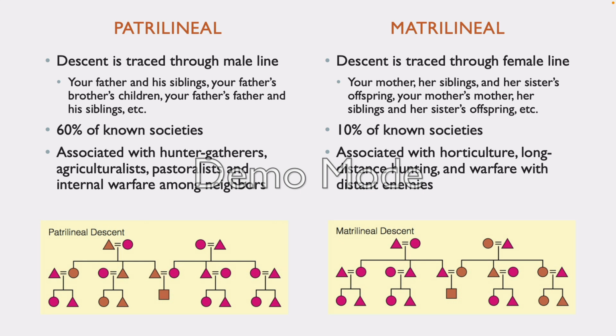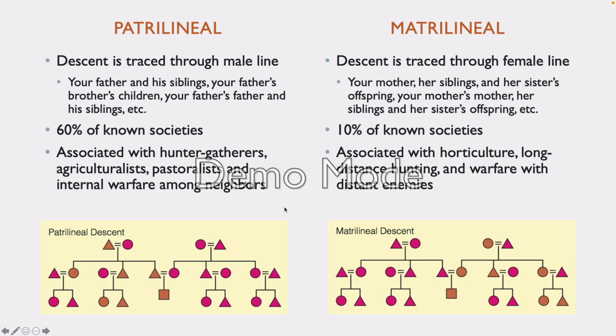In patrilineal societies, your descent is traced through the male line. So this means that you are related to your father and his siblings, your father's brother's children, and your father's father and his siblings. We recognize this in about 60% of known societies. What you're seeing in the figure on the bottom left is that the triangles represent men, or males, and the circles represent the females. Where these two lineages come together, the child of this marriage belongs to the orange male's lineage because it's his son's child.